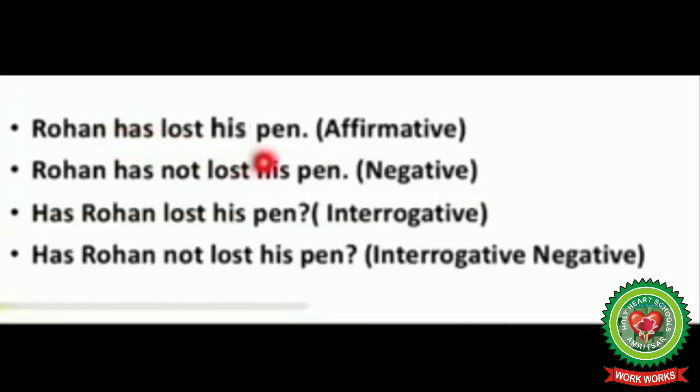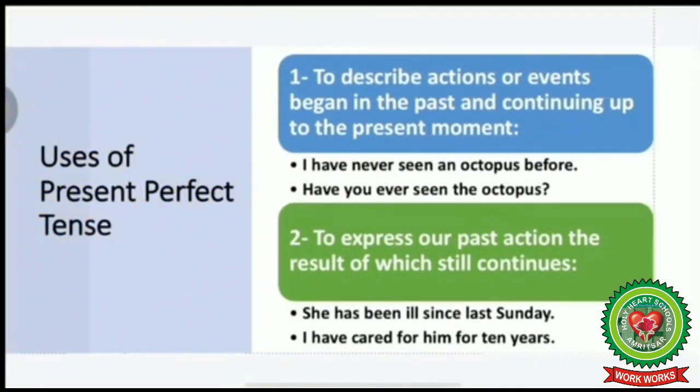Let's do one more. Rohan has lost his pen. Affirmative. Rohan has not lost his pen. Negative. Has Rohan lost his pen? Interrogative. Has Rohan not lost his pen? Interrogative negative. So students, now let us discuss the uses of present perfect tense.